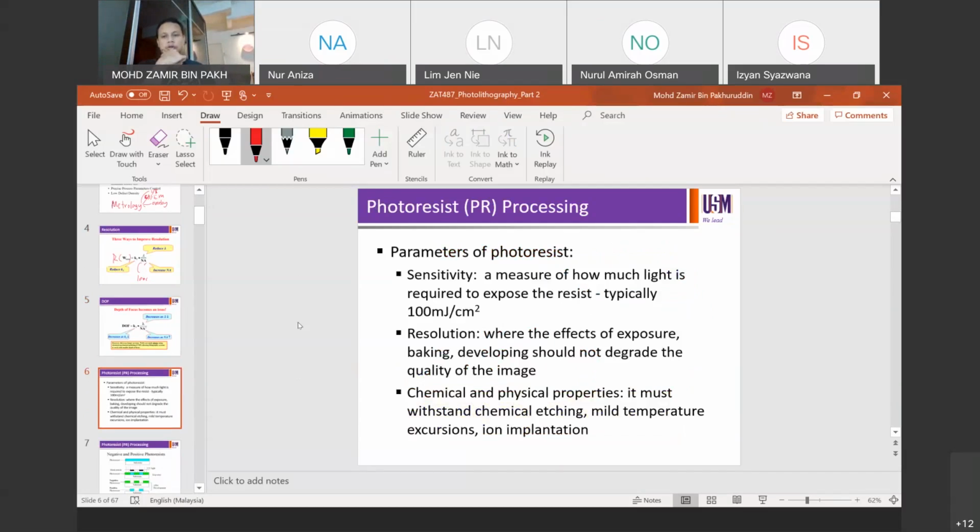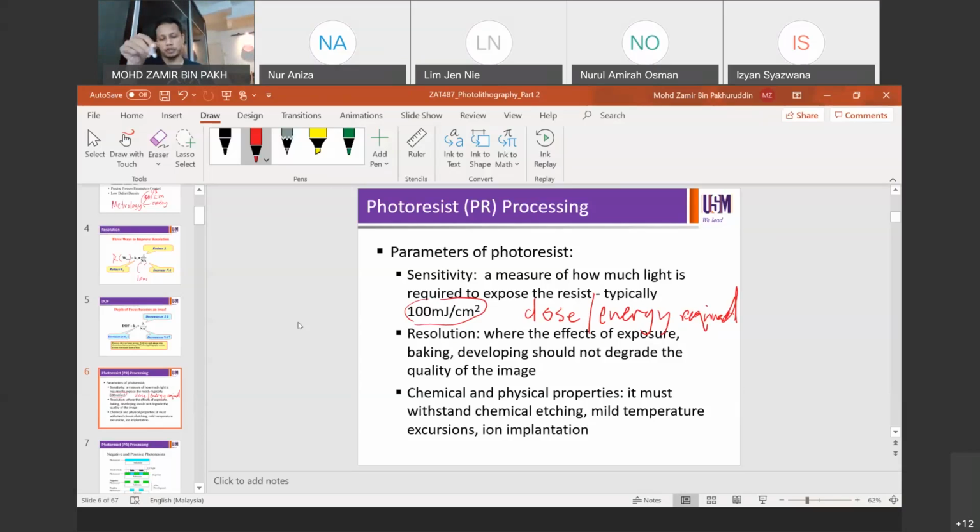All right, photoresist processing. So we're going to look into the properties of photoresist here. Sensitivity is the most important one. It's a measure of how much light is required to expose the resist. Typically, we also call this the dose or energy required. Okay, so usually the unit is millijoule per cm squared. It's how much energy you need to expose, to be more specific, to the resist for the reaction to occur.